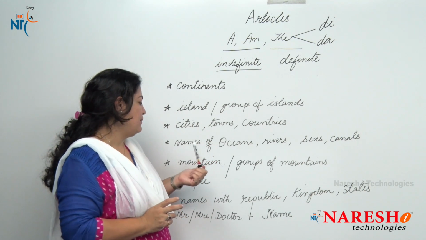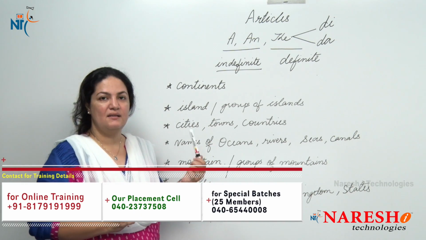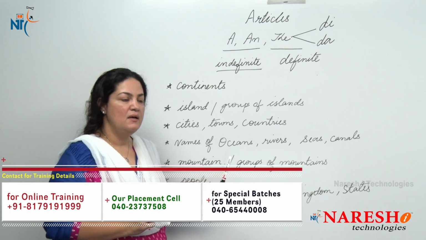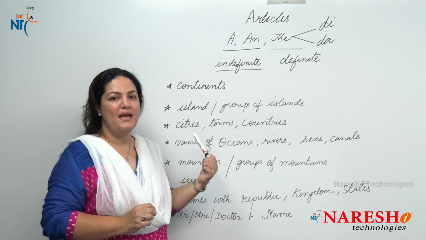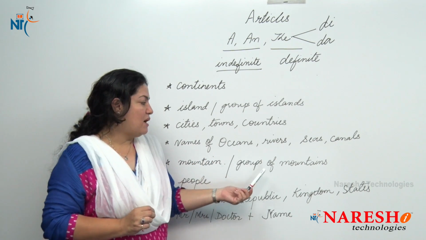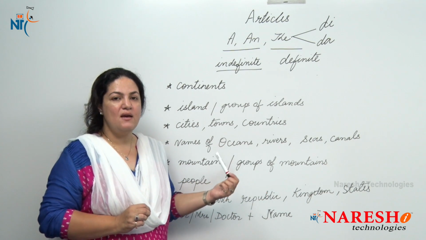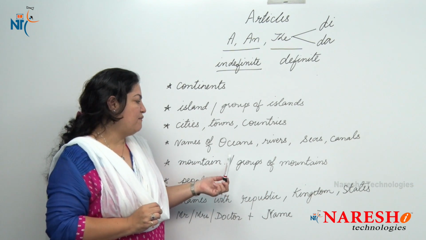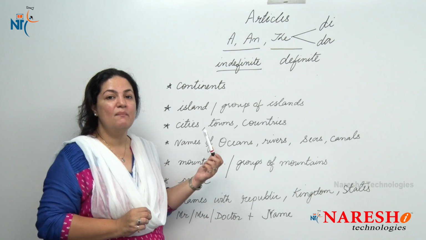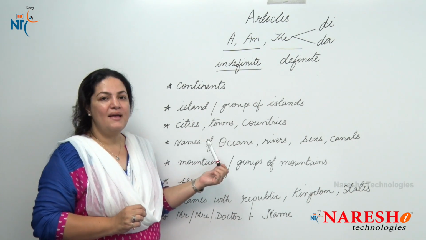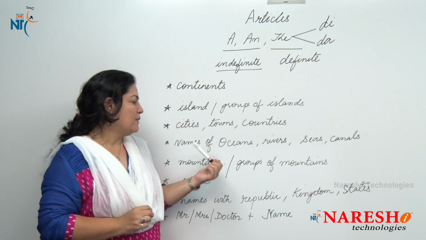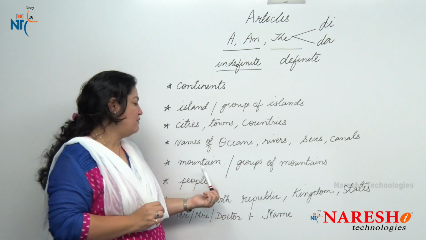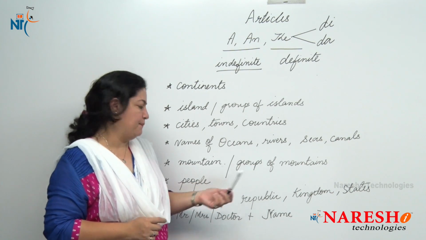So for example, the highest mountain is, say for example, Mount Everest. So we will not say the Mount Everest, we will say Mount Everest or just Everest. Now when we are talking about groups of mountains, then we use the before it. The groups of mountains that we know are the Himalayas, the Andes, the Rockies. These are groups of mountains. So here we use the for groups, and for individual mountains we will not use the.